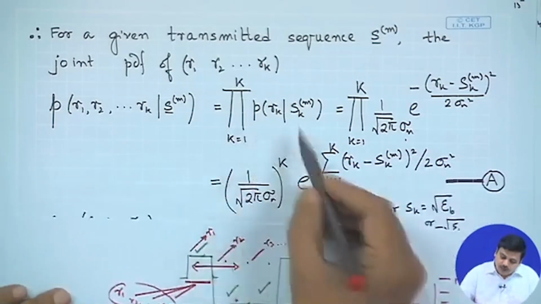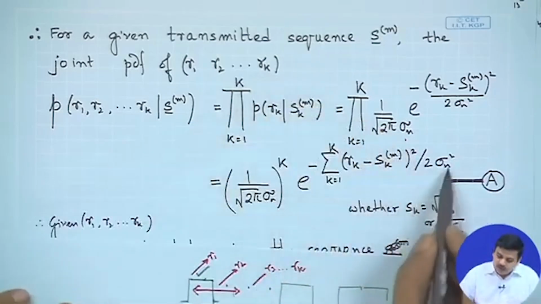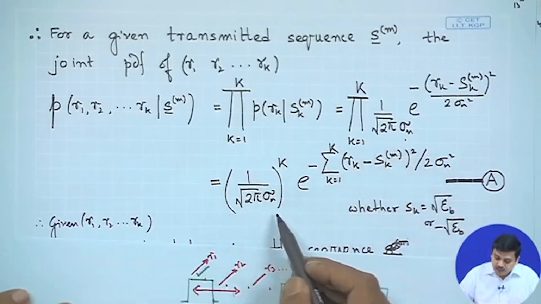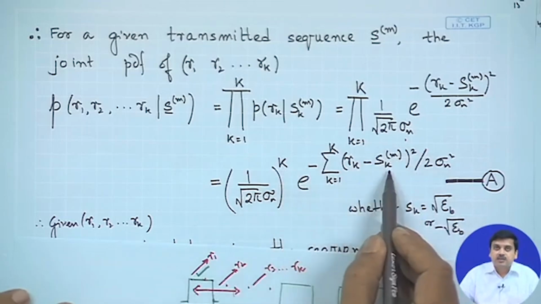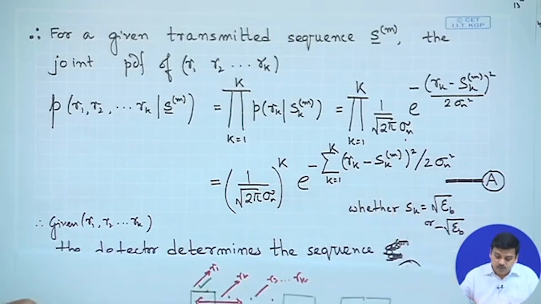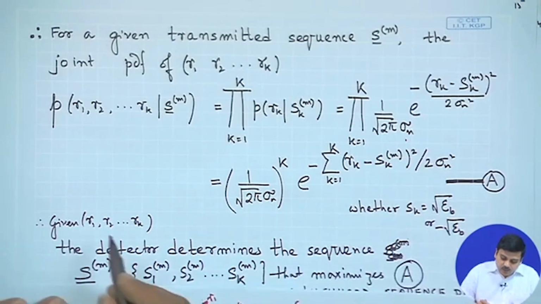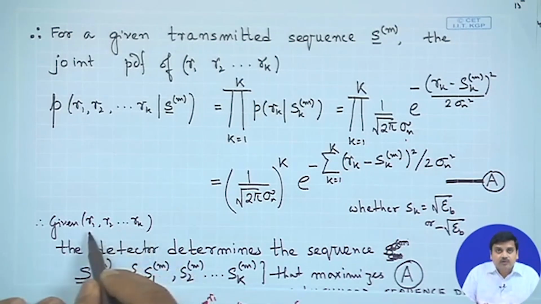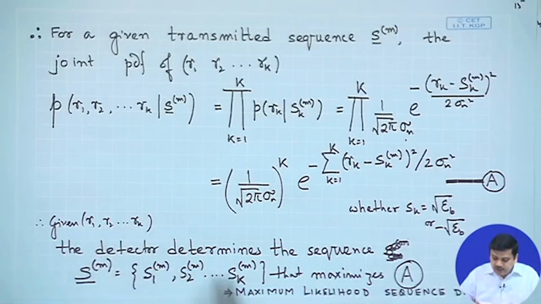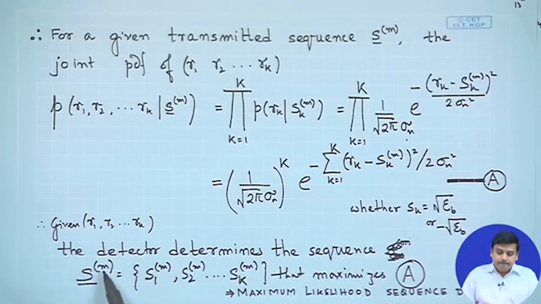So, now similarly as we had before, the expression looks quite similar, except the meaning of these terms is different than what we had used before. So, now given the sequence of observations R1 to Rk, the detector determines the sequence S1, S2 up to S_k. So, look at this, we have these different signals in different intervals that have been sent, right, and this combination is the sequence S^m, right.